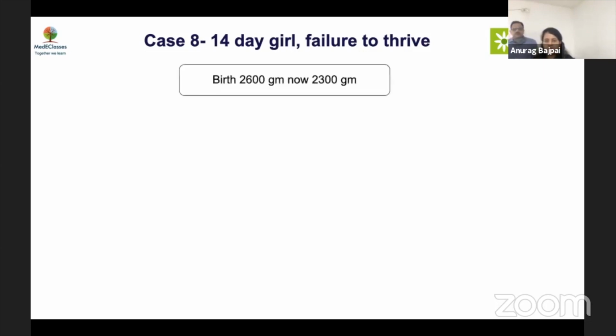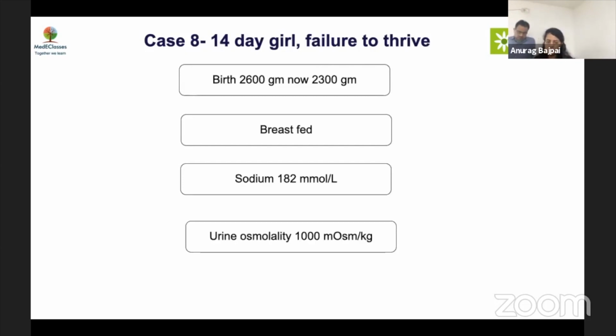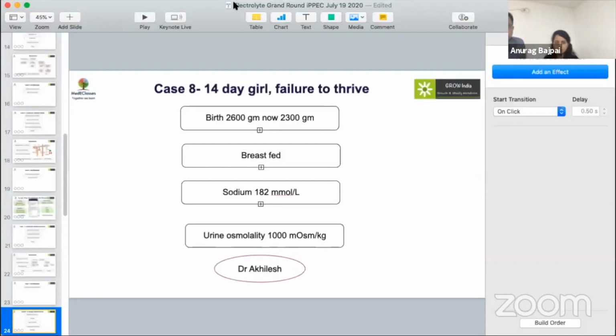Next, a 14-day-old girl with failure to thrive, birth weight of 2600 grams, and now she has lost 300 grams, and she was breastfed. Sodium level was 180, urine osmolality is 1000, so there is an appropriate response to high serum sodium level. So Dr. Akhilesh, I think, hasn't joined us yet.